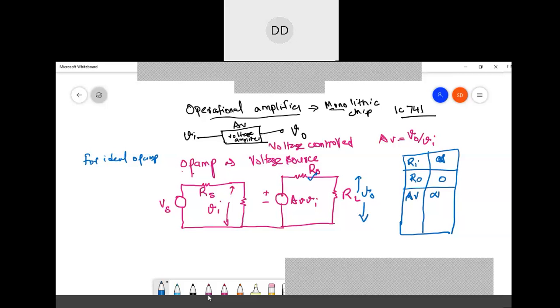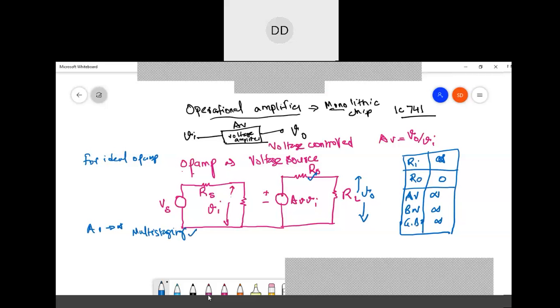For the ideal case, the bandwidth is also infinite, and gain into bandwidth, that is AV into bandwidth, is also equal to infinite. What happens is that the AV, that is your gain, is given as infinity, and to get AV as infinity, multi-staging operation is incorporated. Multi-staging means operations are connected in cascade. This process is called multi-staging.